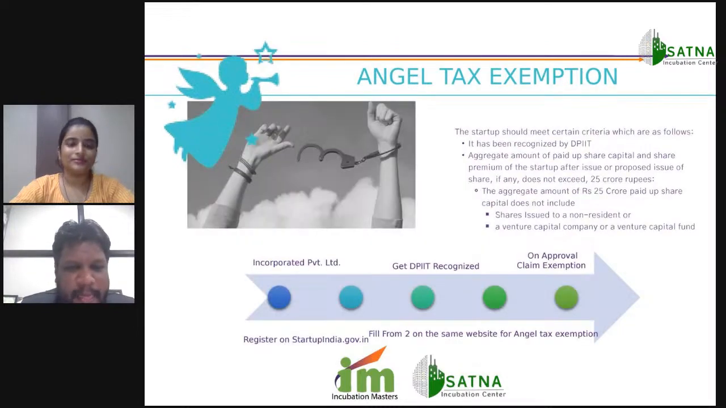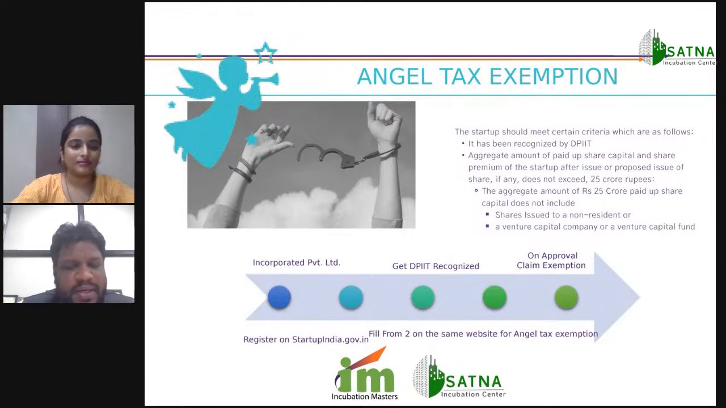Yes, next please. So here the startup should meet certain criteria which are as follows. It has been recognized by the DPIIT, that is, you should be registered as a startup. The aggregate amount of paid up share capital and share premium of the startup after issue or proposed issue of shares, if any, does not exceed 25 crore. And the aggregate amount of paid up share capital does not include the shares issued to non-residents and venture capital companies. So if you are meeting these criteria, then you will be eligible to claim the angel tax exemption.